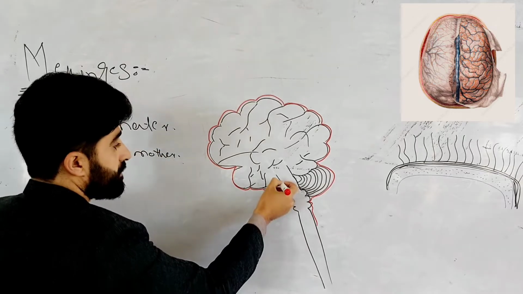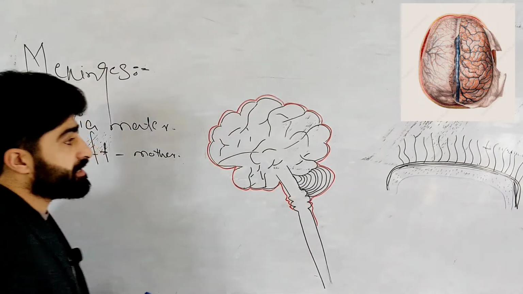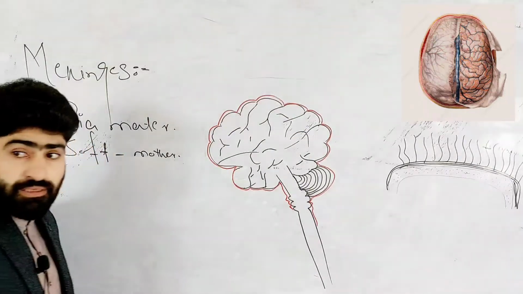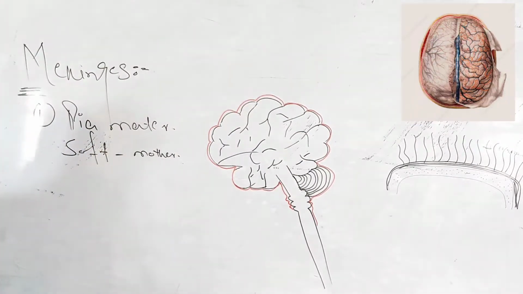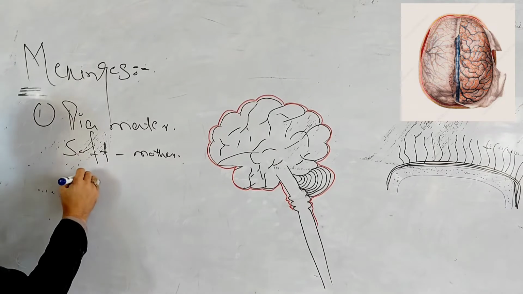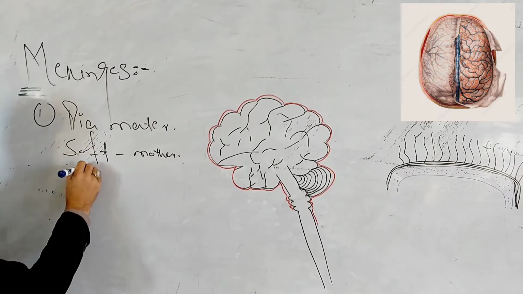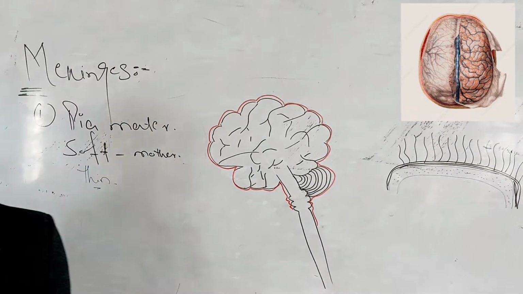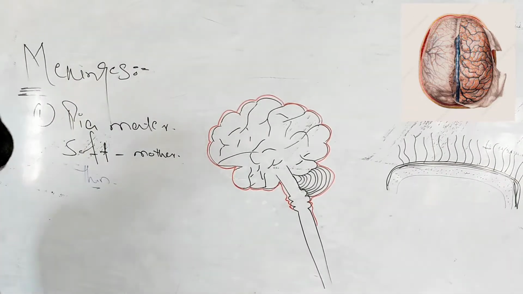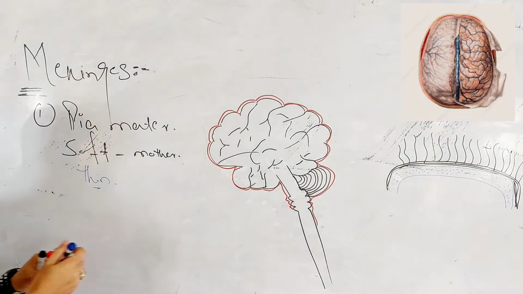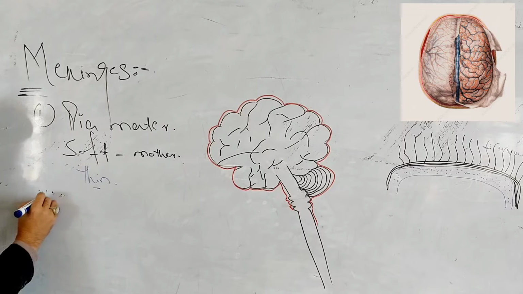This is the first layer, the soft mother which covers the brain. It's very soft, very highly vascular. This is the pia mater and a very thin membrane. This is a very thin membrane and covers the brain. Okay. The second layer is the arachnoid mater.